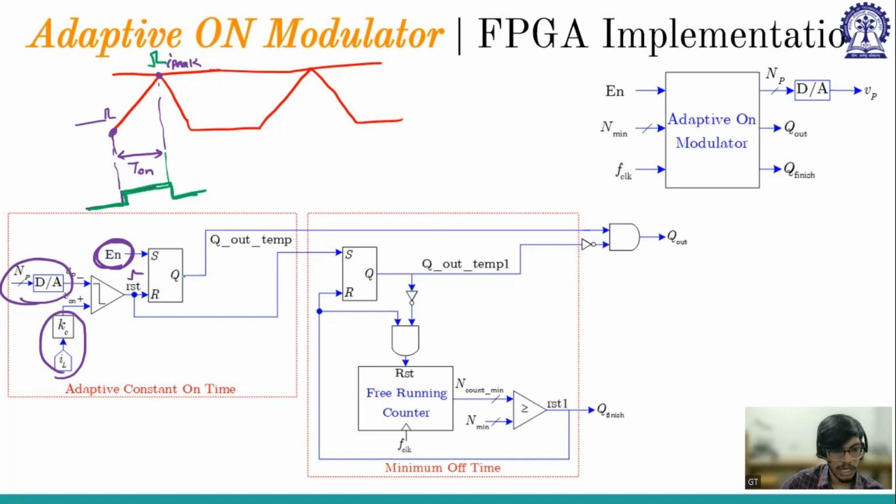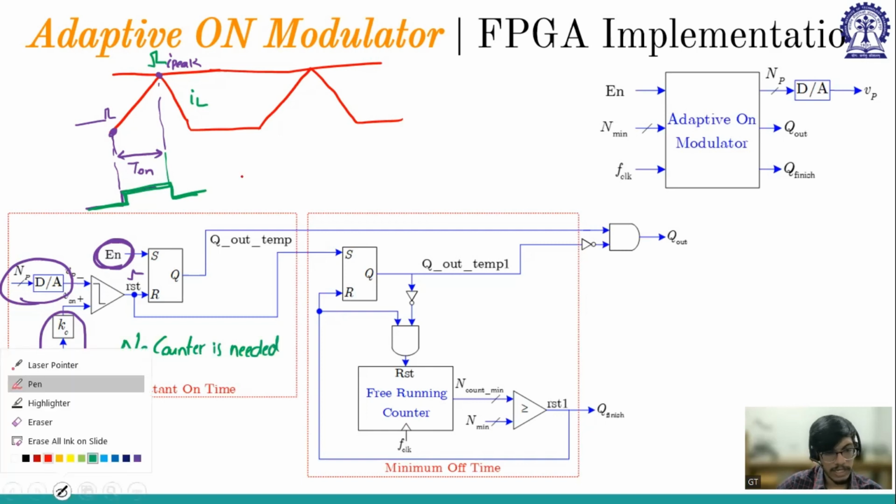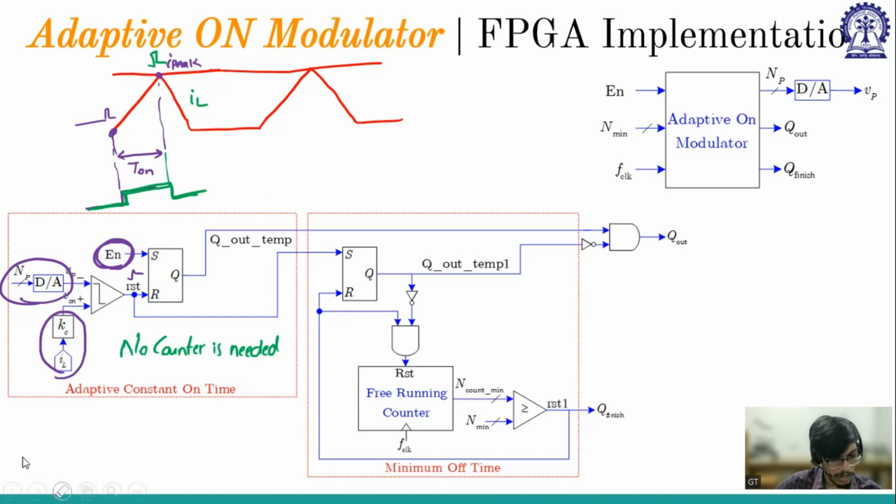So again, there is no counter needed here because my on time is not coming from the loop. Instead, the on time is coming from the I peak and IL. So that comparator is acting as a reset and enable is acting as a set, and no counter is needed. Because it is like a peak current mode control. Let me change the color. So this is like a peak current mode control, right? So whenever it hits the peak, it is turning off. And this is the implementation of peak current mode control.